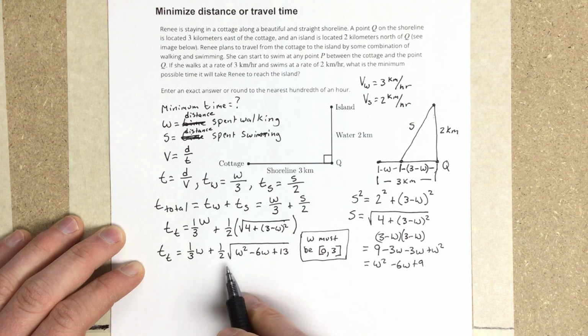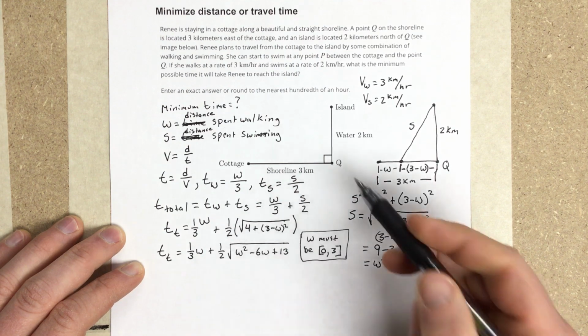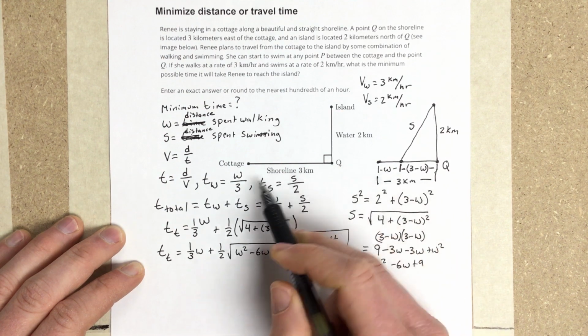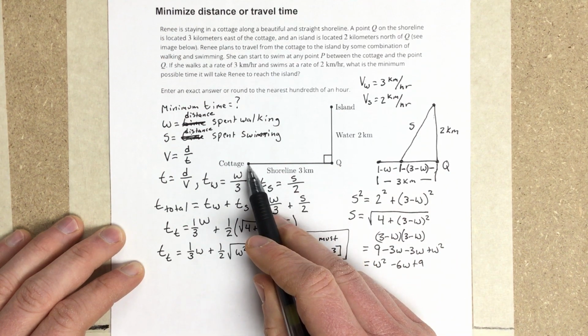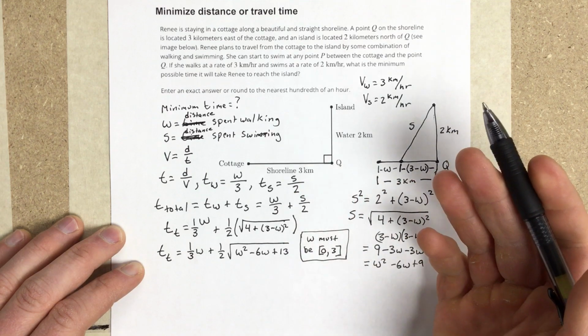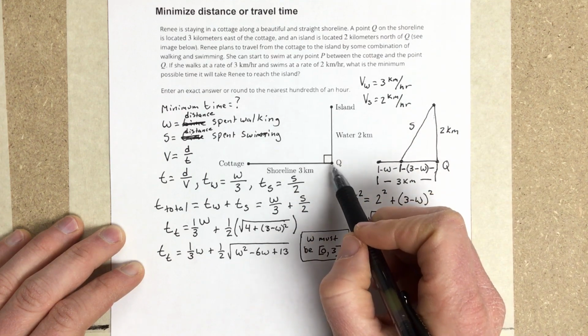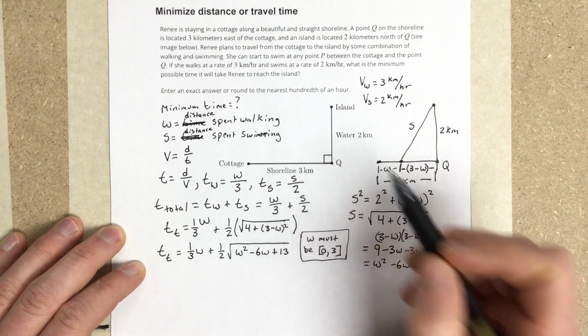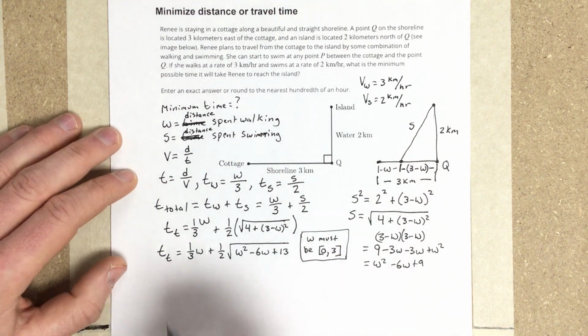We have to take the derivative first, set it equal to 0 to find the max or min. But our max or min better be between 0 and 3, because we can't be less than 0, because the smallest amount of walking is 0. And then we can't be more than 3 kilometers, because if we go past 3 kilometers, we go past point Q. So let's go ahead and take the derivative now.